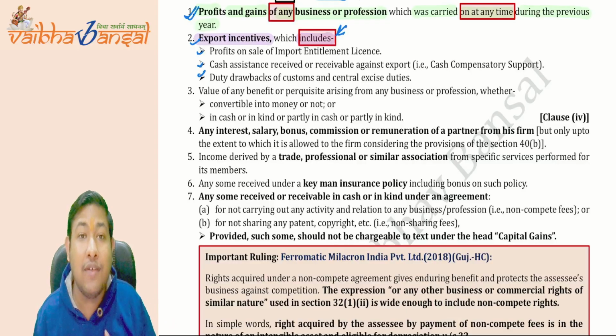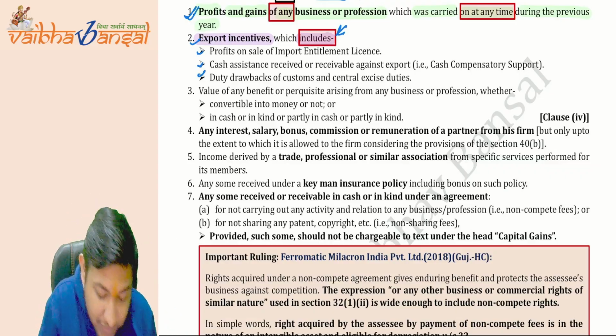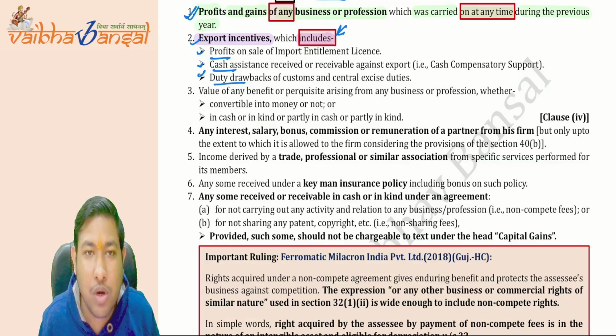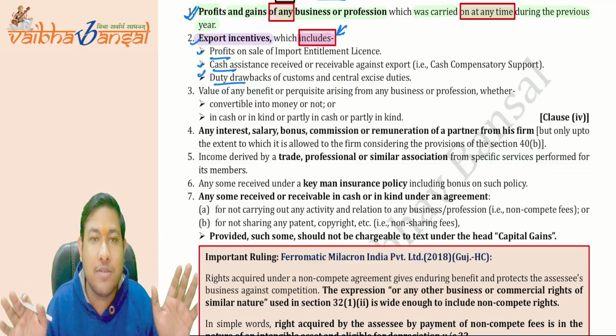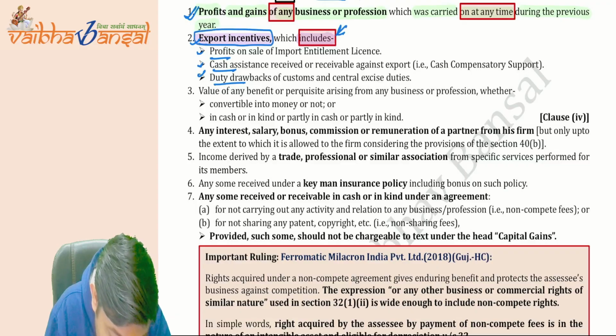But suppose there is any other export incentive which is not this and this, but is a fourth category of export incentive, can the government of India tax that income? Yes, they can tax that income as well, because the government of India quoted export incentive which includes.